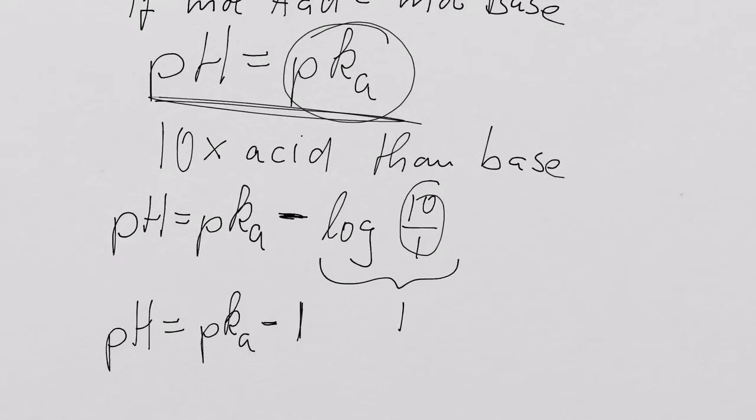What happens if I throw in 10 times more base? 10 times more base, what happens then? The pH would increase by 1. pK plus 1 if I've got 10 times more base. Yeah? Fantastic.